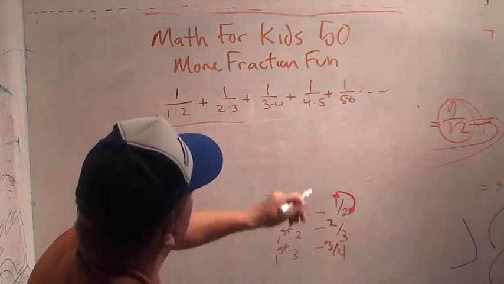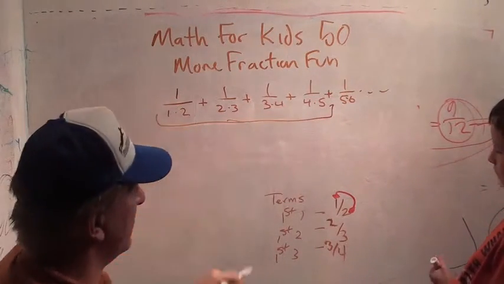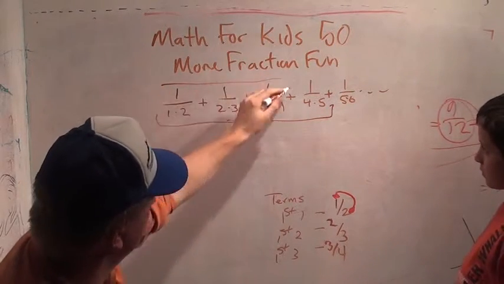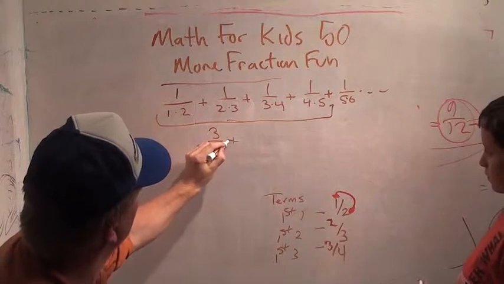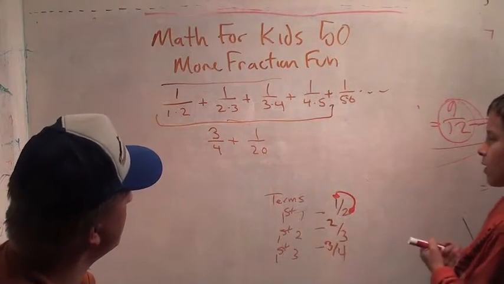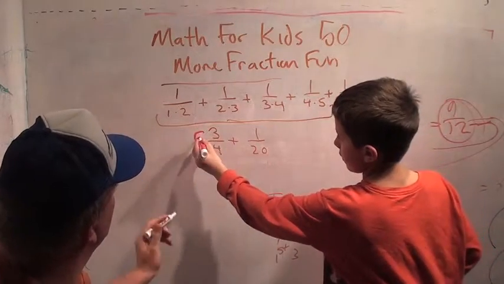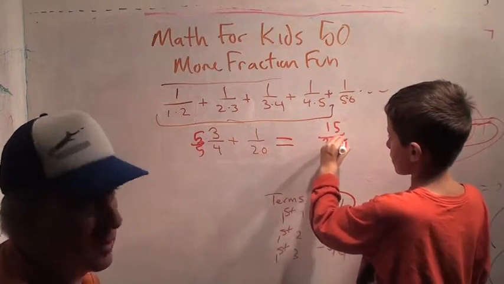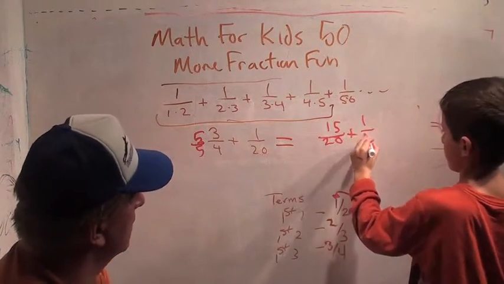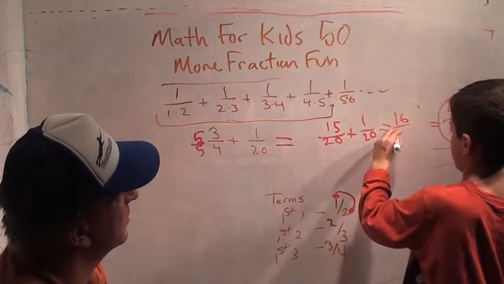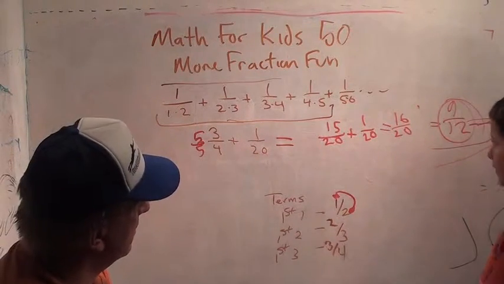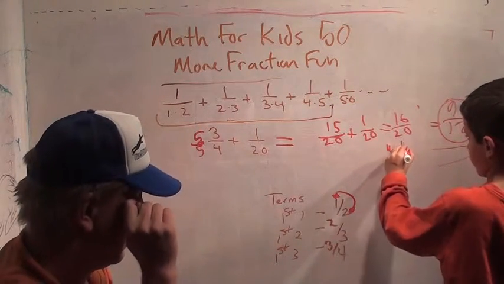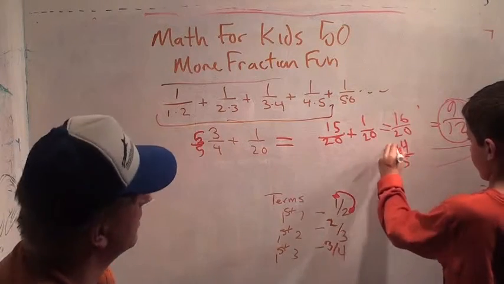When we add up the first 3 terms, we know we get 3/4. So this is 3/4 plus 1/20. Multiply by 5/5: 15/20 plus 1/20 is 16/20, which can be simplified. 4 times 4 over 4 times 5 gives 4/5.